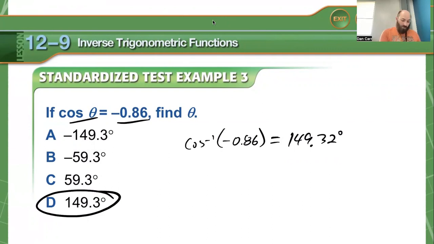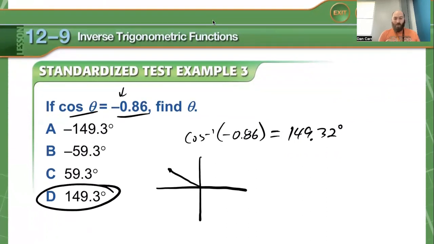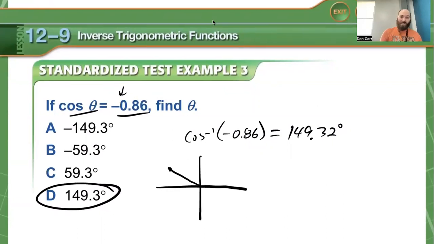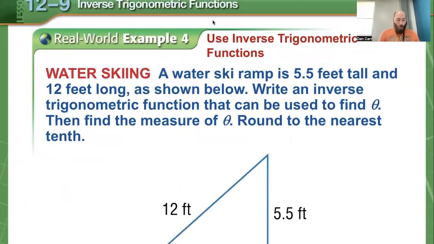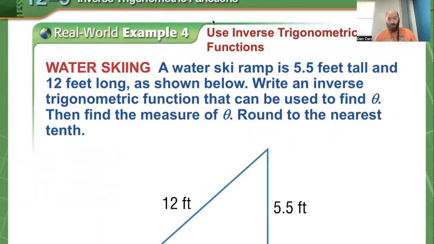And again, remember, just a quick concept: because it's a negative cosine, that puts it out here in the second quadrant. So that's where 149 shows up. Make sure if you're doing your calculator, do that inverse cosine of the negative value and make sure it's in degrees in this case. All right, one more example to go over, and that's our word problem here.